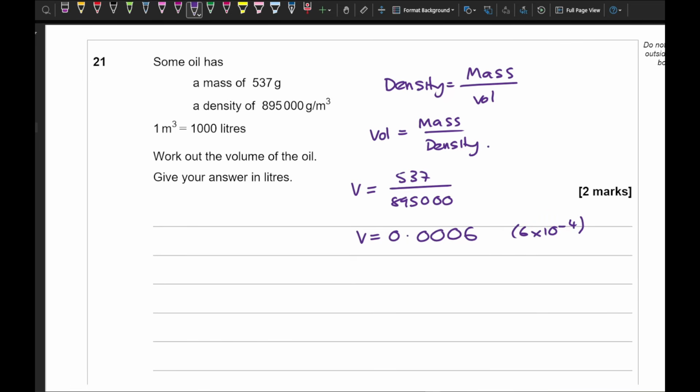Now that is in cubic meters, and what we're wanting is litres. So we need to multiply that number by 1,000, in which I get a volume of 0.6 litres. And there is my final answer.